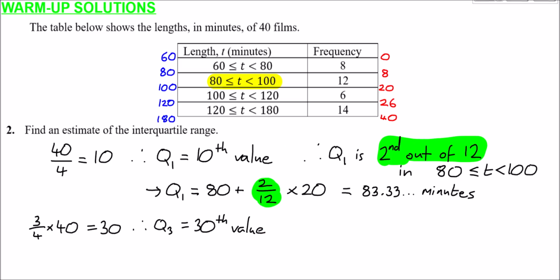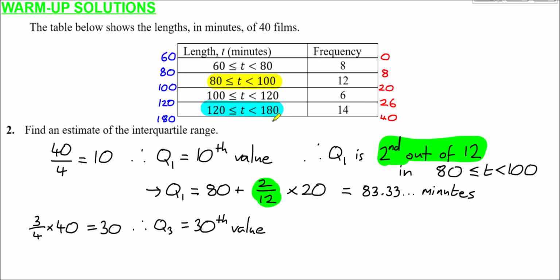So again, in a similar way, we need to find out where the 30th value would lie. We have a look at the cumulative frequency numbers in red, and we go to the first value which is at least 30, which is obviously 40. That tells us that the 30th value is going to be in this interval from 120 to 180. Another way of thinking about that is that 30 is in between 26 and 40, and 26 and 40 are the boundaries of this interval. So we know that the 30th value is going to be somewhere in the interval from 120 to 180.